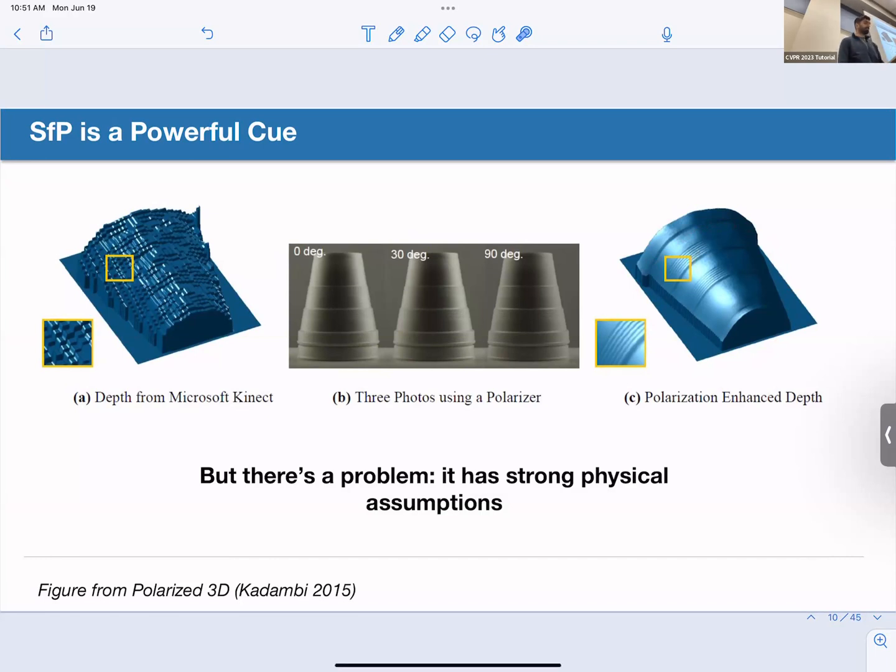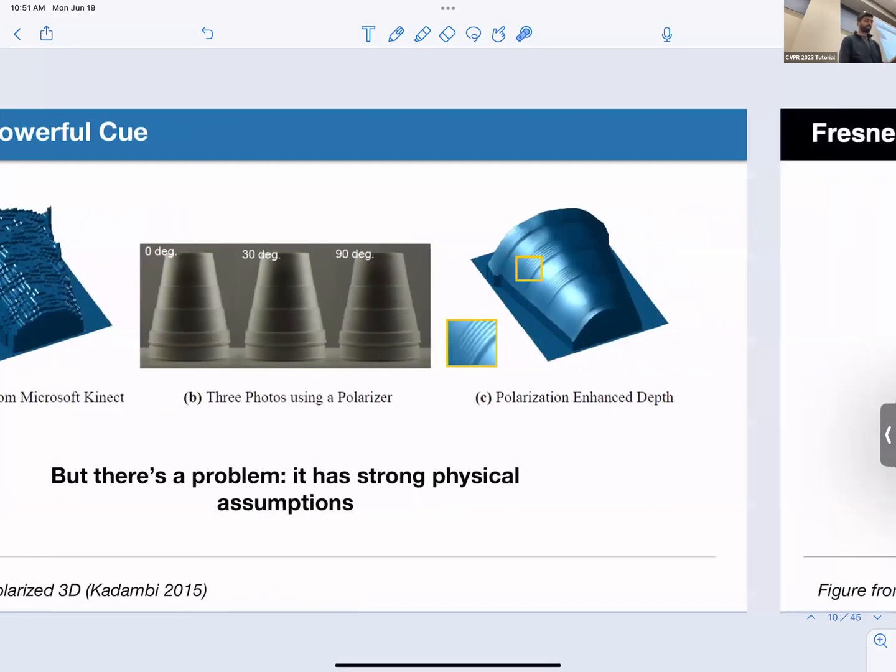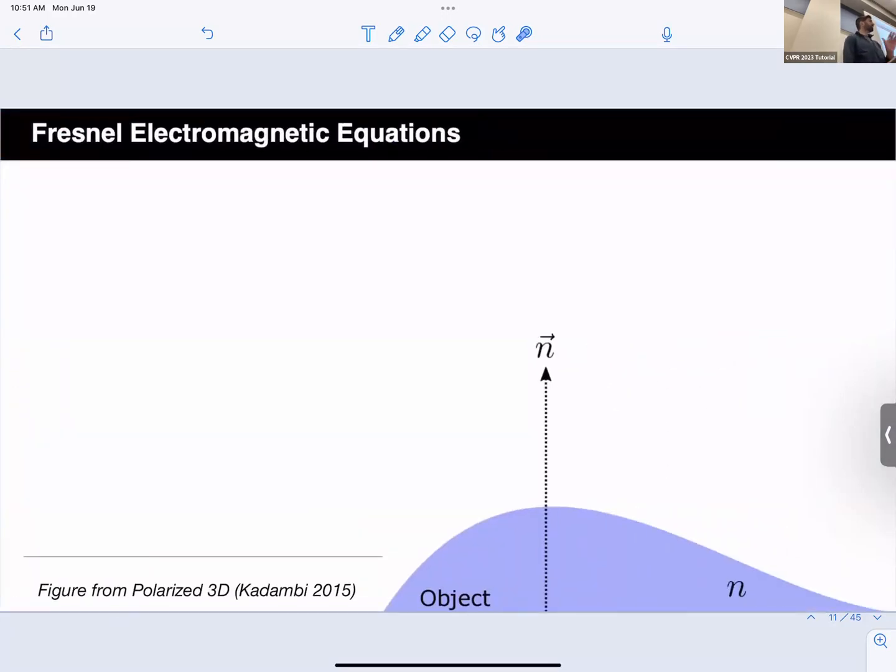The problem with papers like this, or at least this paper, is that there are pretty strong physical assumptions being made, hyperparameters, for example, due to the physics of the problem. Setting the refractive index of the material, for example, you need to actually plug that in or hard code a value to start getting these type of results. So let's go through the SFP problem in maybe just 2 or 3 minutes of detail.